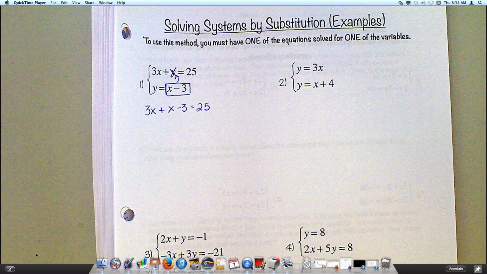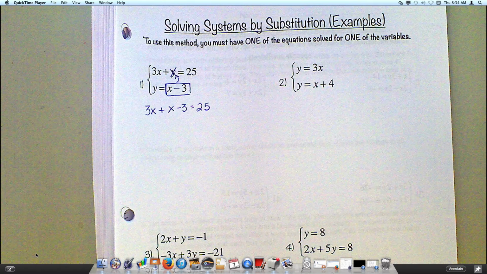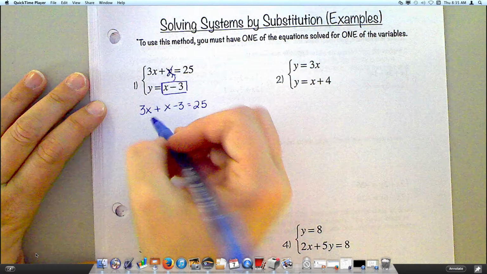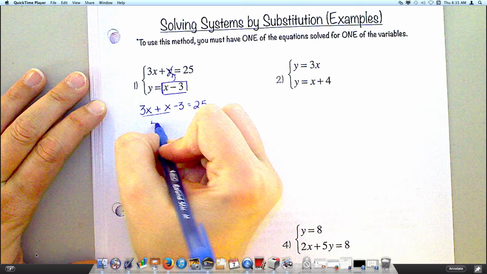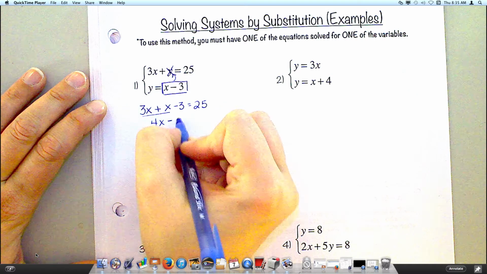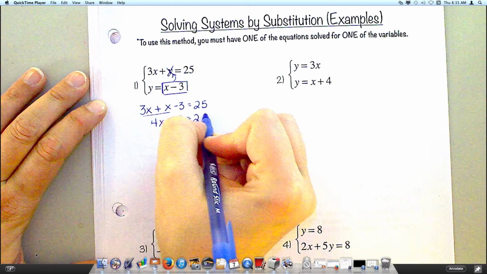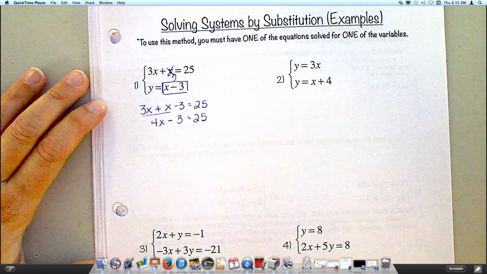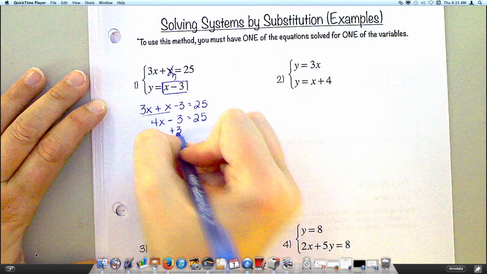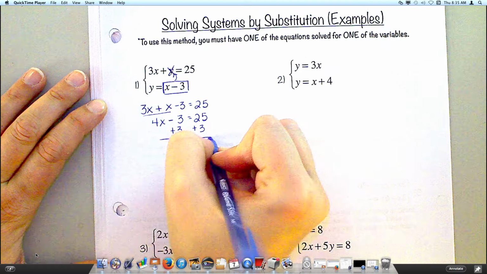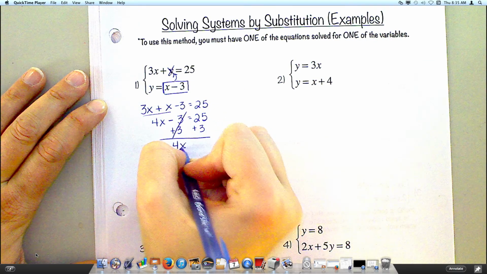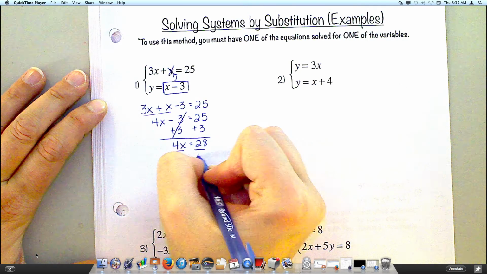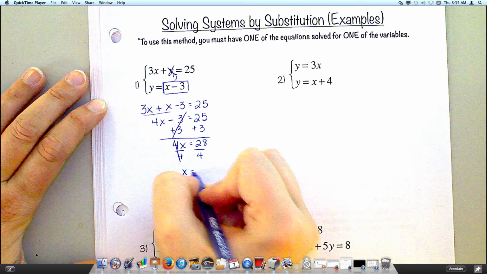Yeah. Now I just have x's, right? And if I just have x's, I can solve for x. This is just a regular equation now. So now I have 3x plus x is 4x. So now I have 4x minus 3 equals 25. What do you want to do next? Okay, plus the 3. Yeah, from here, this is kind of old hat, right? We've done this before. So 4x now equals 28. Divide by 4. And I have that x equals 7.